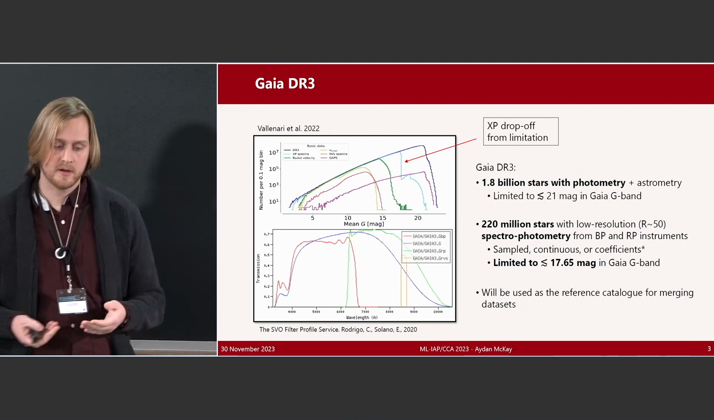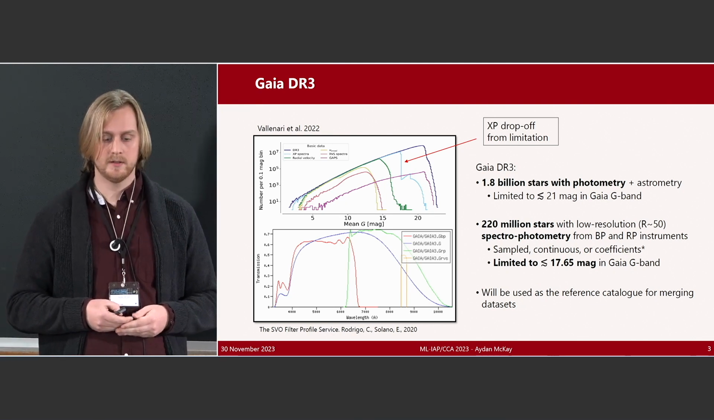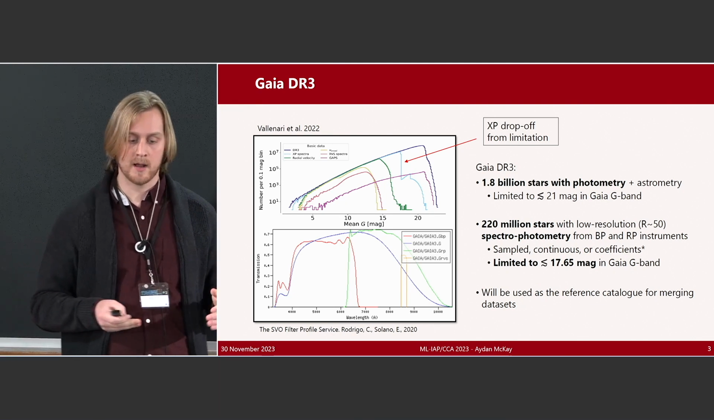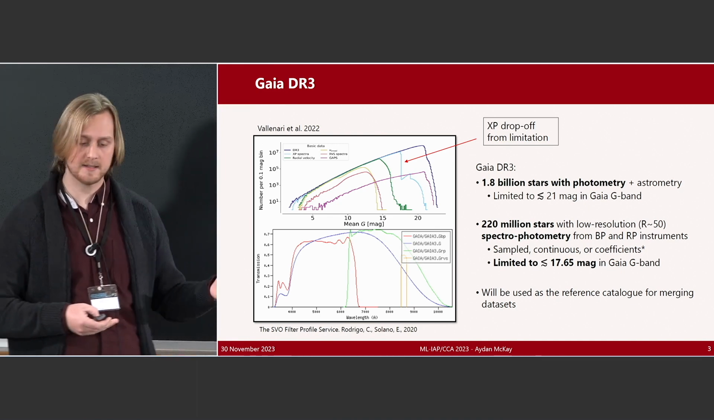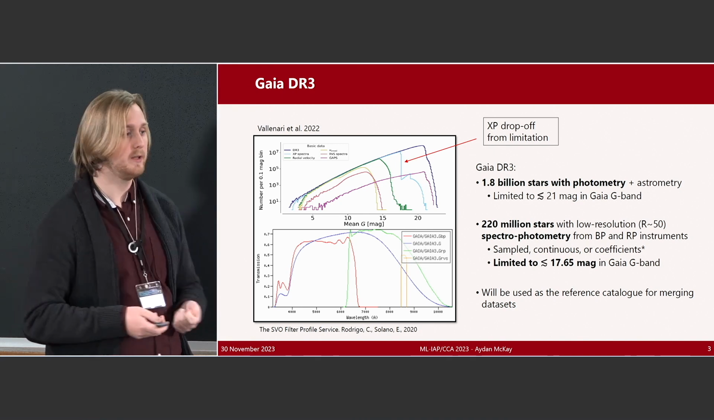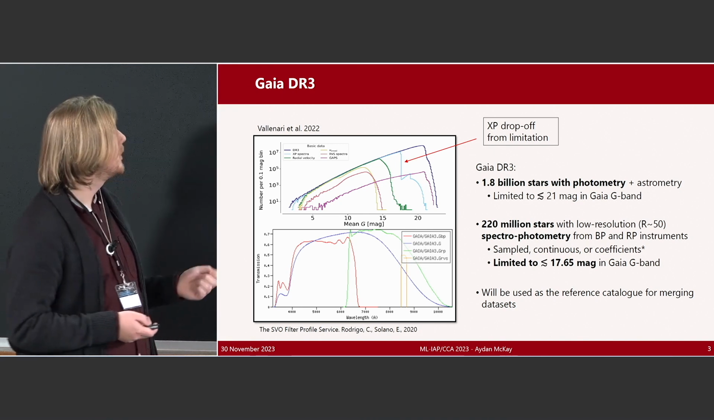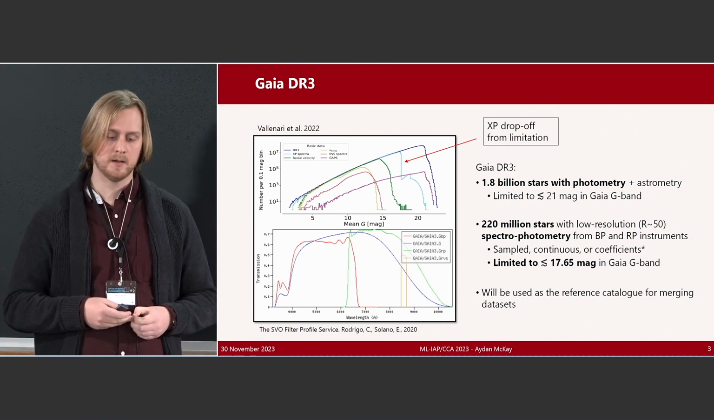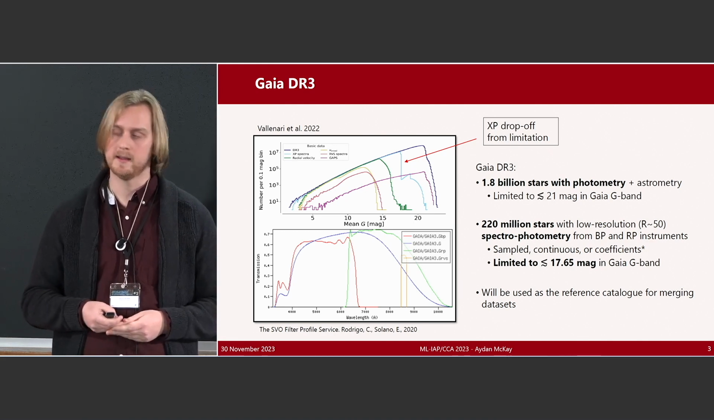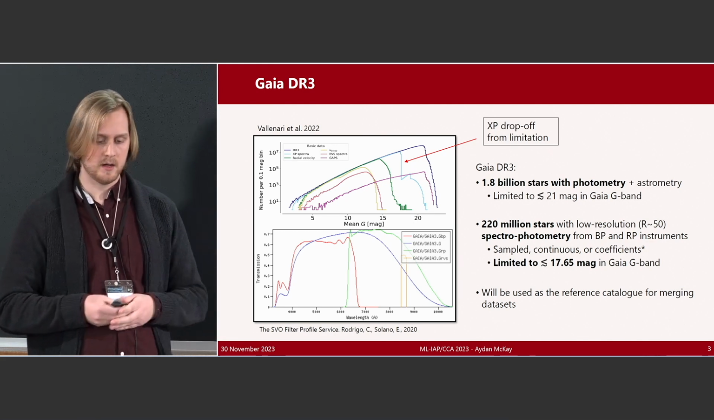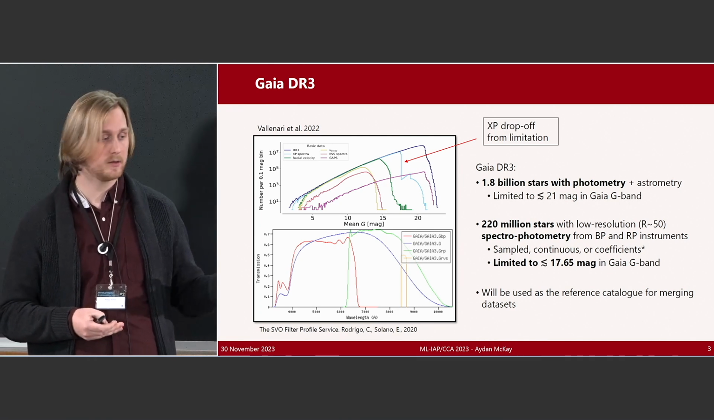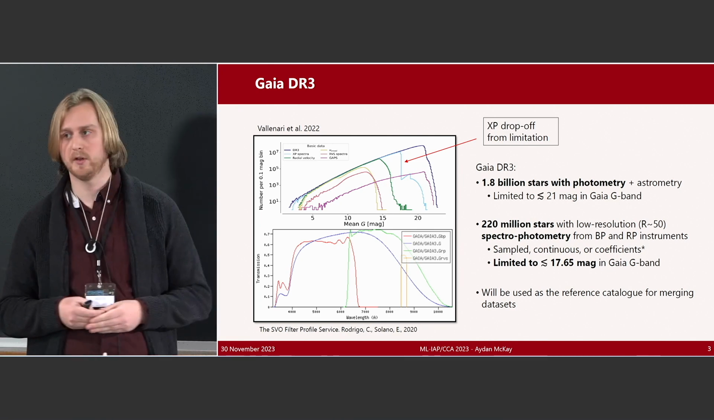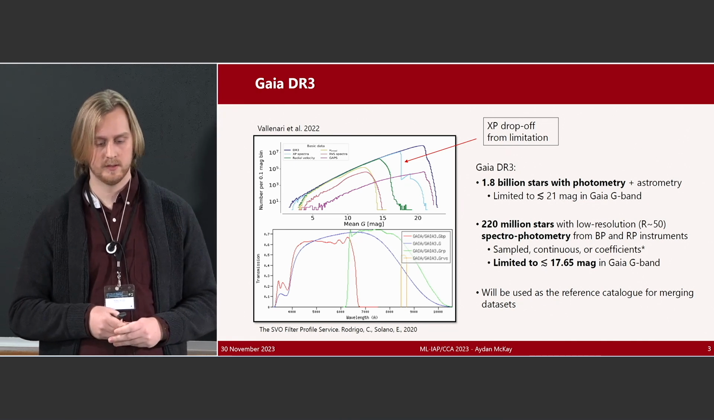In order to start answering this question, we need to make a cut somewhere, and I make this cut at Gaia DR3. This data set was released last year and made 1.8 billion stars available with photometry and astrometry, limited to 21 in the Gaia G band. This is a bit of a limitation, but again, we need to make this cut somewhere. And this still covers 1% of the entire Milky Way, quite a large amount.